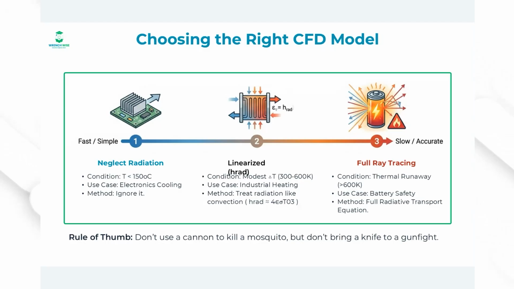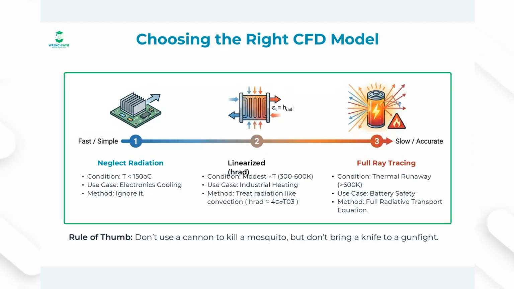So on the far left, option 1, the simplest approach is to ignore radiation completely because the temperature is less than 150 here. This is standard for electronics cooling, like designing a laptop fan or a server rack, because at these temperatures radiation accounts for less than 5% of heat transfer. It is essentially safe to ignore or neglect it to save your simulation time.